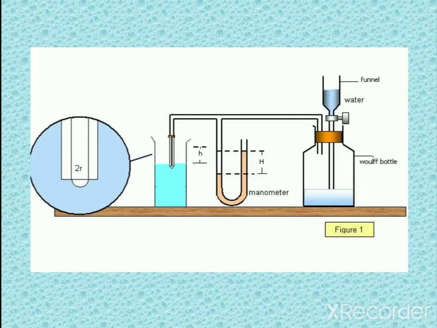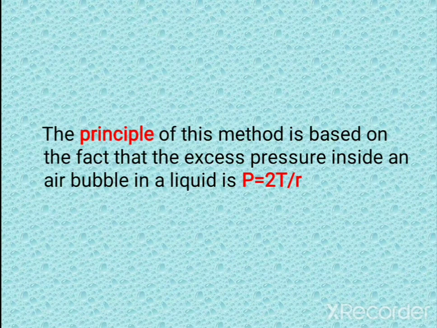Now, see the principle of this method. The principle of this method is based on the fact that excess pressure inside an air bubble in a liquid is 2T upon R. We know that the excess pressure inside an air bubble in air, or we can say the excess pressure of a soap bubble, is equal to 4T upon R.